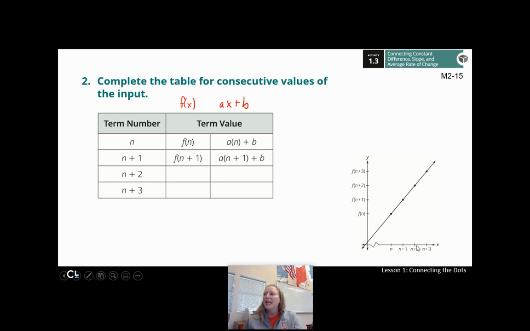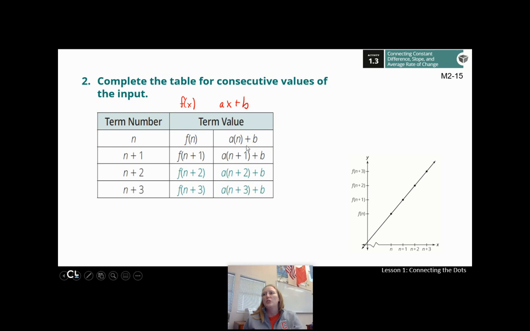So if I plug in an n plus 2, I get f of n plus 2, which means I'm going to plug it in here and I have a times n plus 2 plus b. If I plug in n plus 3 as an input, I get f of n plus 3 as an output. But that means instead of ax plus b, I have a times n plus 3 plus b.